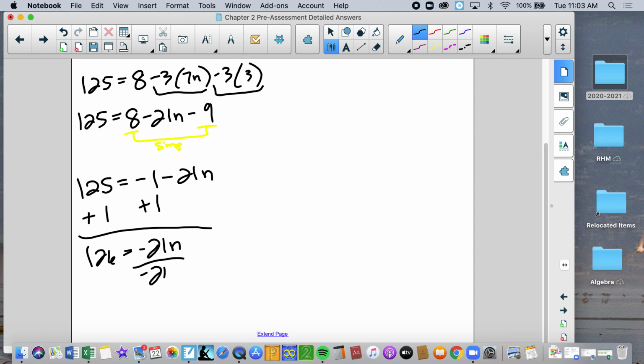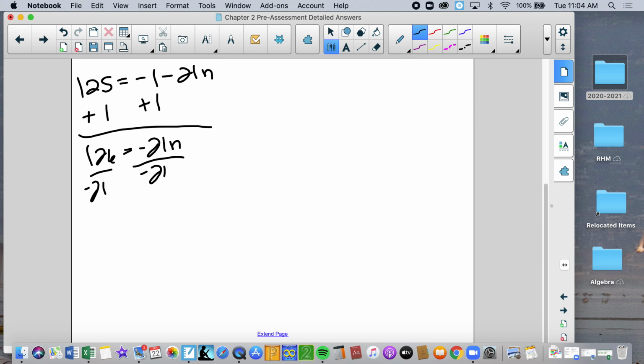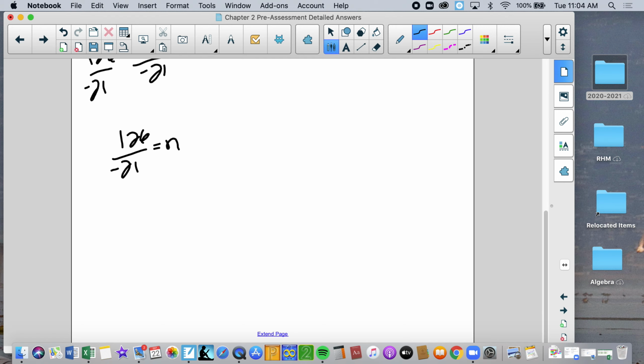Divide by negative 21. That one's not necessarily, we got 126 over negative 21. Let's reduce that equals n. So let's reduce that fraction. 126 over negative 21, what goes into 126 and 21?